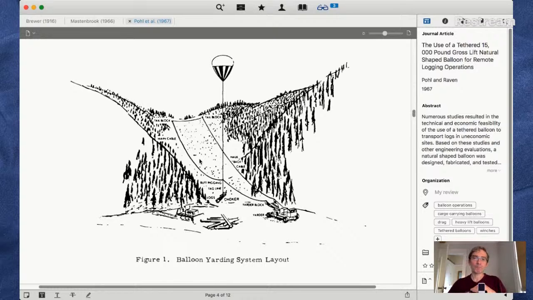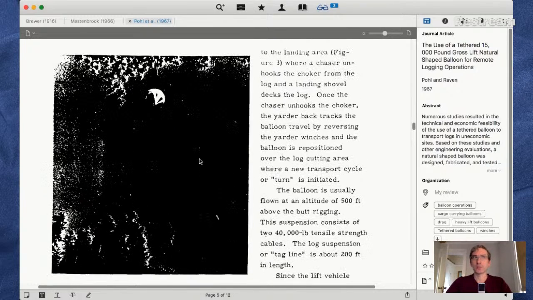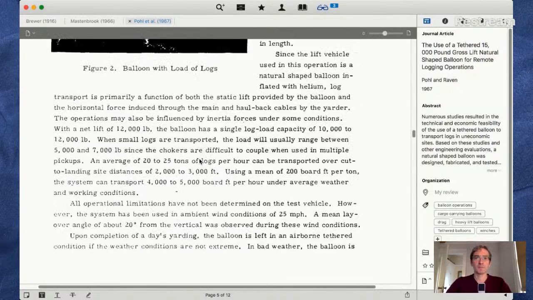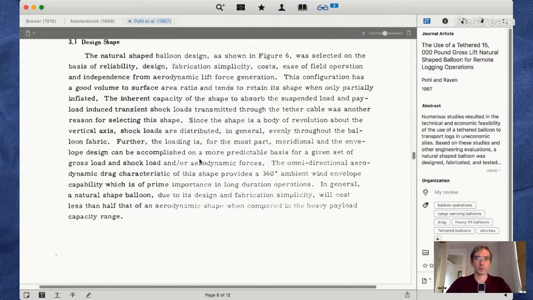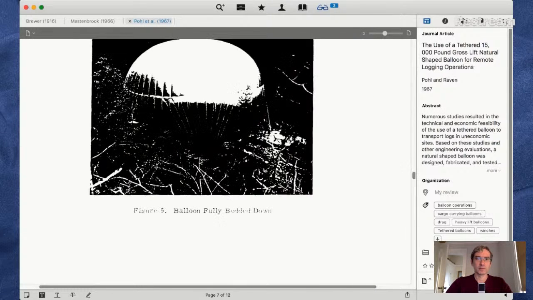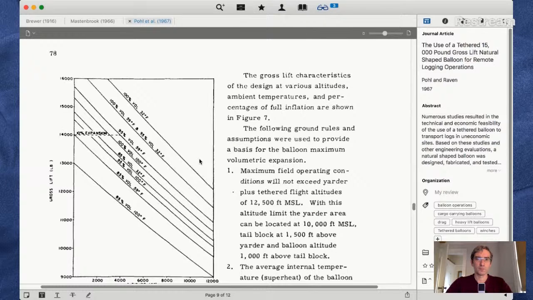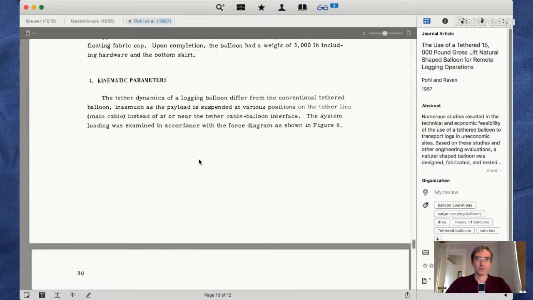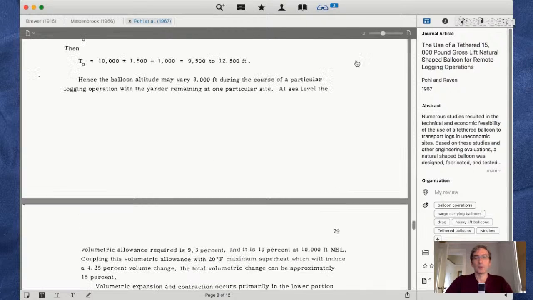It was used for about 20 years, mostly in Canada, I think in the southwest of Canada, northwest of the US. The pictures are terrible, unfortunately, in this report. Yeah, these old reports that were photocopied, it's a shame. I thought I had better pictures somewhere. But you get the idea. It's kind of wild.